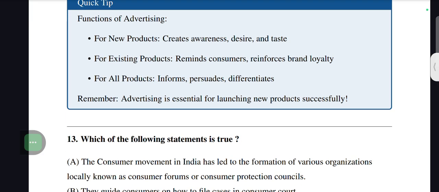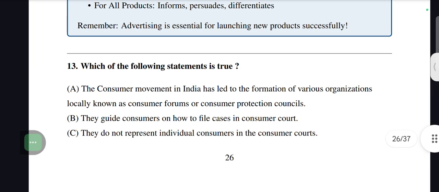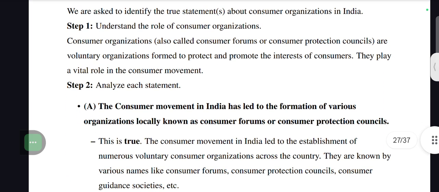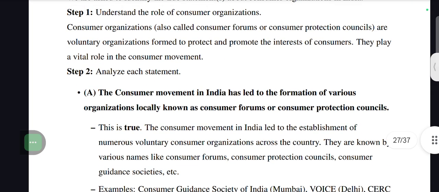Next, which of the following statements is true? The consumer movement in India has led to the formation of various organizations locally known as consumer forums or consumer protection councils. They guide consumers on how to file a case in consumer court. They do not represent individual consumers in the consumer courts. And option D, both A and B. The question is about consumer organizations, also called consumer forums or consumer protection councils, voluntary organizations formed to protect and promote the interest of consumers.